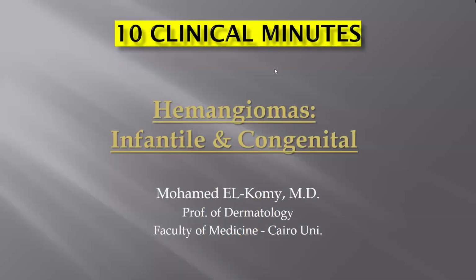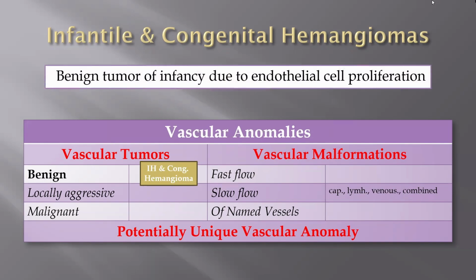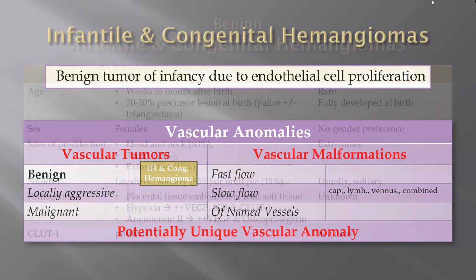Our subject today will be hemangiomas, specifically infantile and congenital hemangiomas. Vascular anomalies are generally classified as either vascular tumors or malformations. But if the findings do not fall into one of these categories, it is classified as a potentially unique vascular anomaly. Our subject today lies under the benign vascular tumors category. Infantile and congenital hemangiomas are defined as benign tumors of infancy due to endothelial cell proliferation.